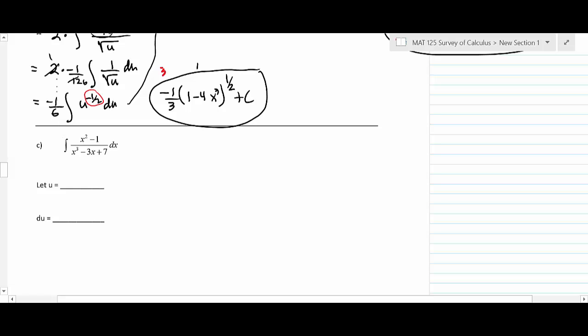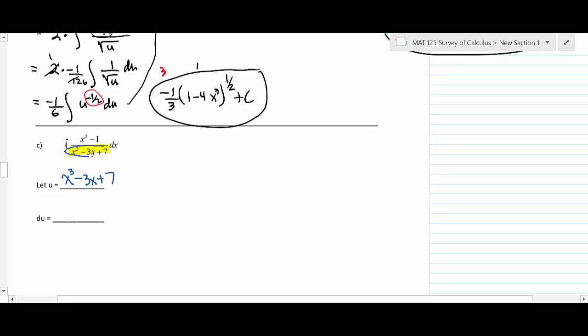So let's see this one. What do you think? Just look at it for a minute. What do you think would be a good u? Remember, you take the derivative, it should be close to what's left over. The derivative of x cubed is 3x squared, so you have an x squared on top. So let's try this. And again, sometimes you just have to try it. So let's try this approach. Let's let u be x cubed minus 3x plus 7.